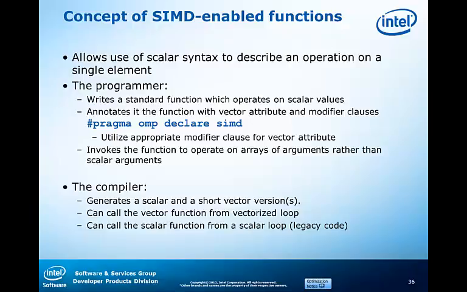Then you utilize appropriate modifier clauses for the vector attributes, and then you invoke the function to operate on arrays of arguments rather than scalar arguments. The compiler's responsibility is to generate short vector versions of the function that can operate on multiple elements at each invocation. It also generates a scalar version that can be called by single iterations of a scalar loop. It invokes the function iteratively, applying multiple elements at a time until all elements are processed.